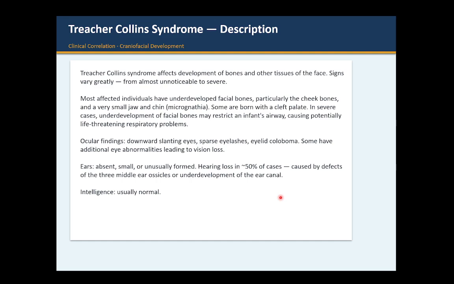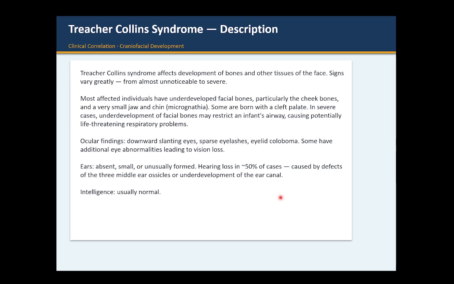Treacher-Collins syndrome affects the development of bones and other tissues of the face. Signs vary greatly from almost unnoticeable. So this is mainly a first arch problem. If the first arch is not developed well, you will not have the mandible developing well, you have the malleus and incus affected, and you would have some facial bones not made well, and cleft palate. In severe cases, undeveloped facial bones may restrict an infant's airway, causing potentially life-threatening respiratory problems.